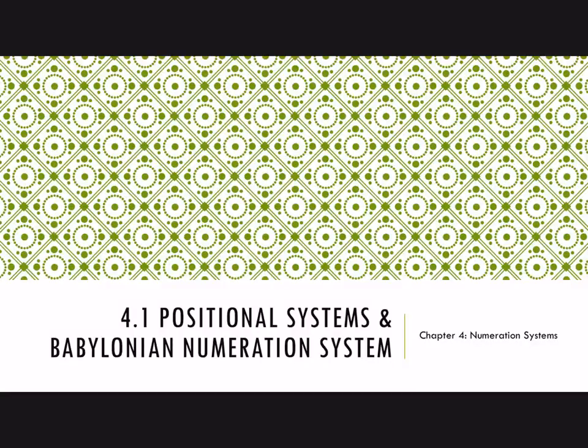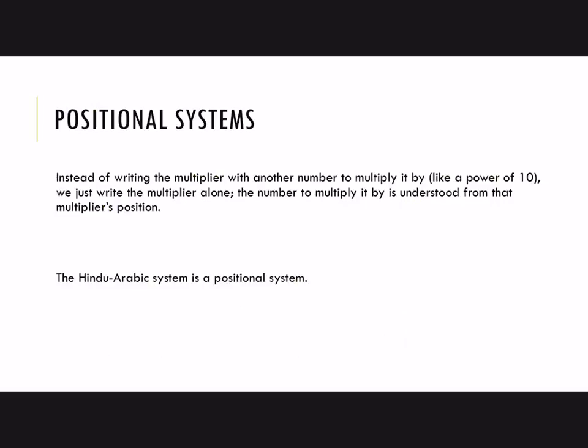In this video, we'll conclude our discussion of historical numeration systems by talking about a positional system and the Babylonian numeration system. So in a positional system, instead of writing the multiplier with another number to multiply it by, like a power of 10, we just write the multiplier alone. The number to multiply it by is understood from that multiplier's position. All right, that's a bit of a mouthful, but here's the gist.